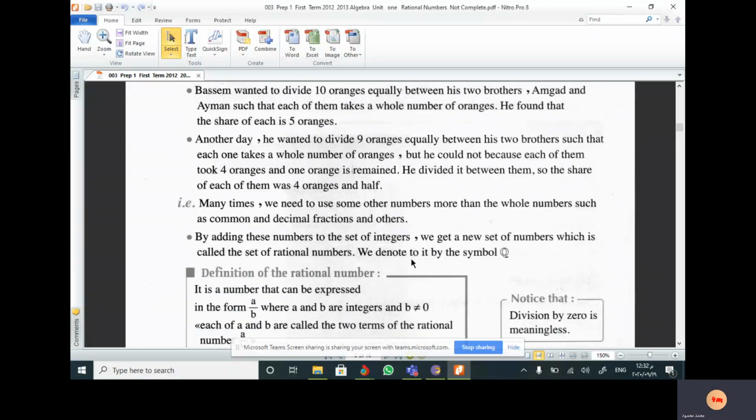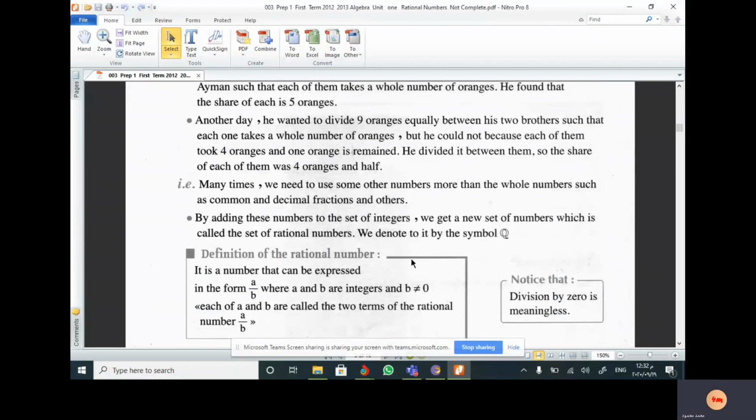In another day, Basim wants to divide 9 oranges equally between his two brothers. Here he will divide 9 divided by 2, he will get 4.5. 4.5, this number is mixed number or fraction. You can make it as a decimal.